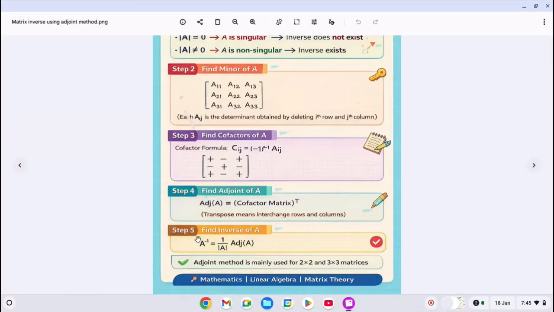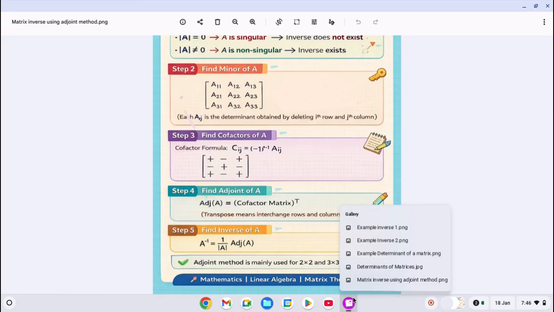Next, finally, step 5, which is nothing but the inverse of A. We have to substitute the determinant of A and the adjoint of A in the formula. We can get the inverse of the matrix. Let me explain it with an example.